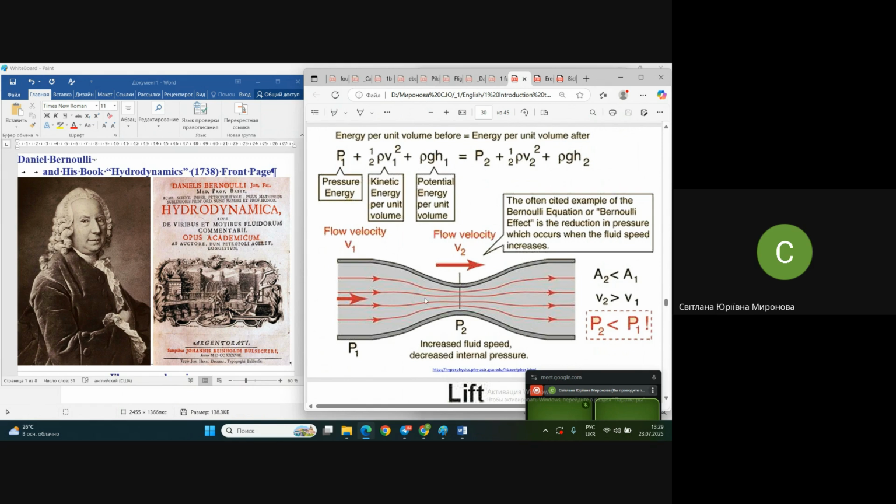Where we increase the speed, when we blow here with some higher speed, there we reduce pressure. And pressure outside remains constant, the same, stationary. Pressure inside is reduced. Of course, they move to each other.